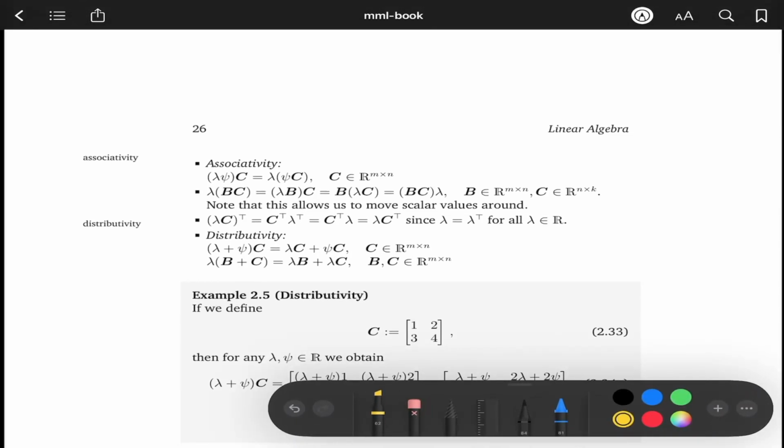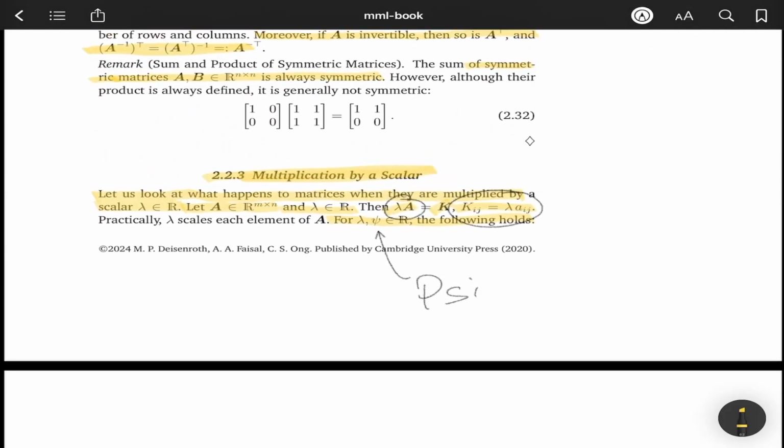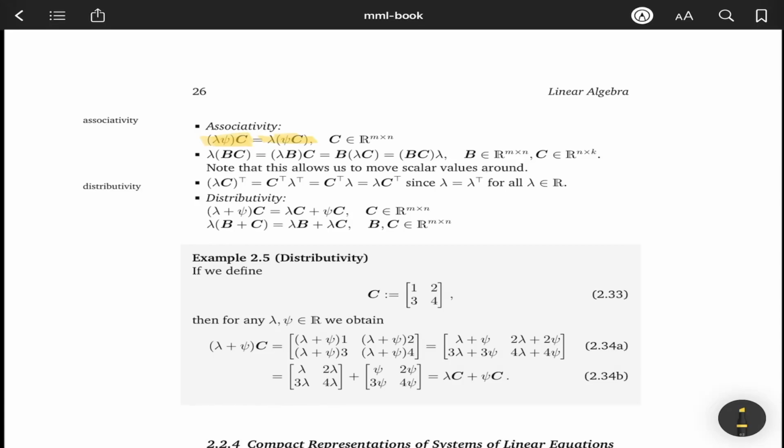So the first one, associativity. Lambda times C, matrix C, is equal to if you do first C times matrix C times lambda. So the order does not very much matter because both are scalars basically. So you have two scalars, lambda and C. And what they're saying is if you do first one and then the other or the other way around, it's the same thing. So this also includes abstracting out the scalar.